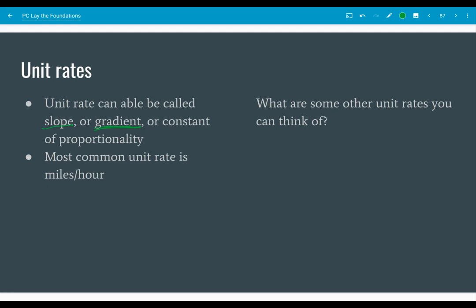We're used to miles per hour or miles per gallon or dollars per pound. Those are some of the common ones that we're used to seeing.